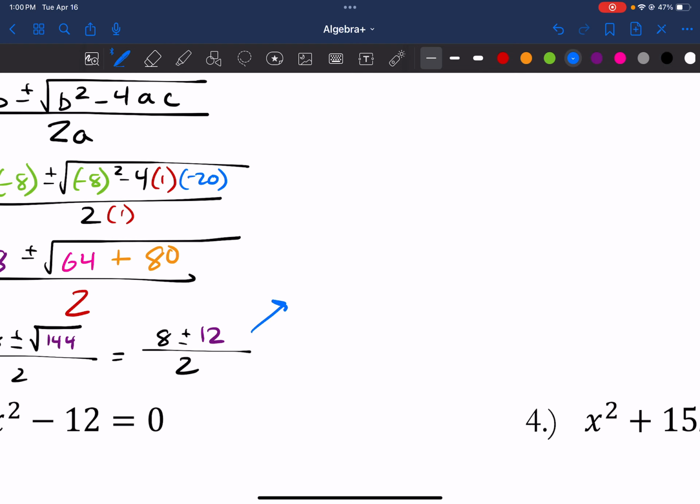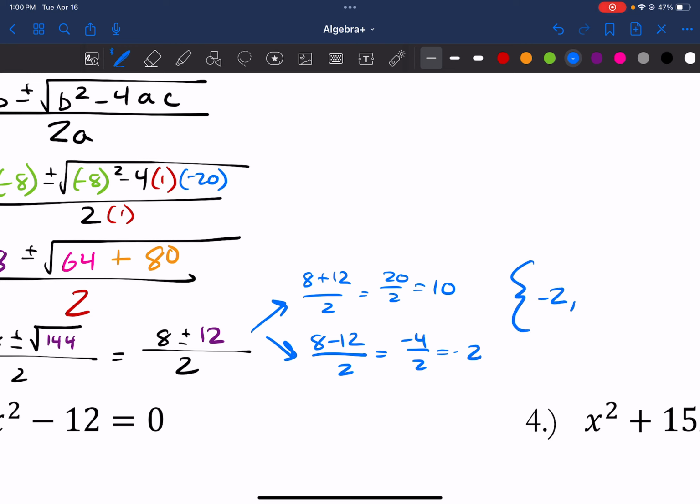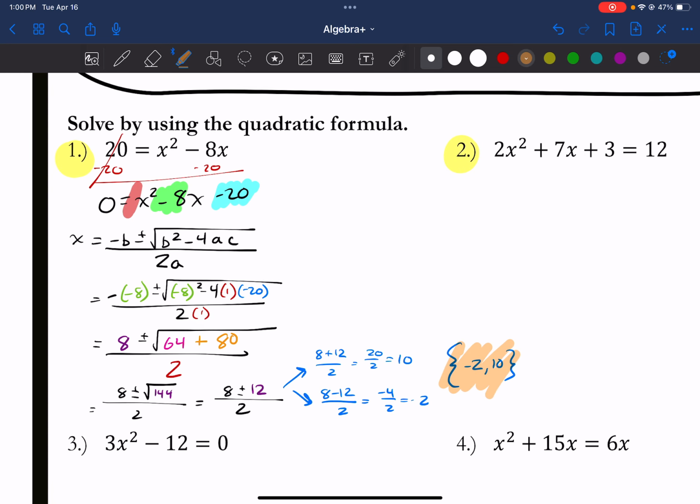Now I have to do the math. I have an 8 plus 12 divided by 2, which gives me 20 divided by 2, 10. Or I have an 8 minus 12 divided by 2, which is a negative 4 over 2, negative 2. The intercepts are negative 2, comma 10. Could you have solved this problem in a different way? Absolutely. But it's up to you, right? What we're doing is practicing our formula.